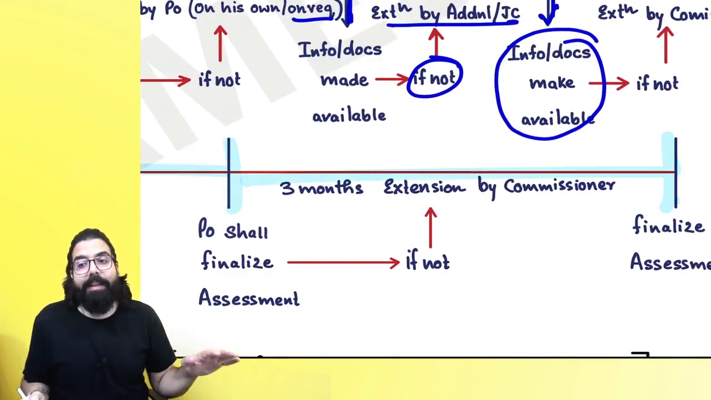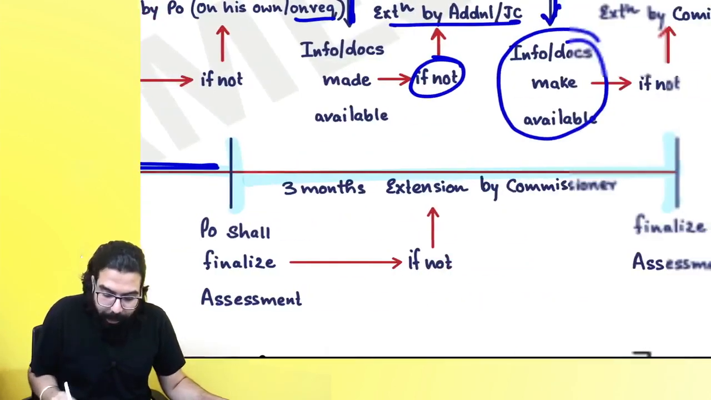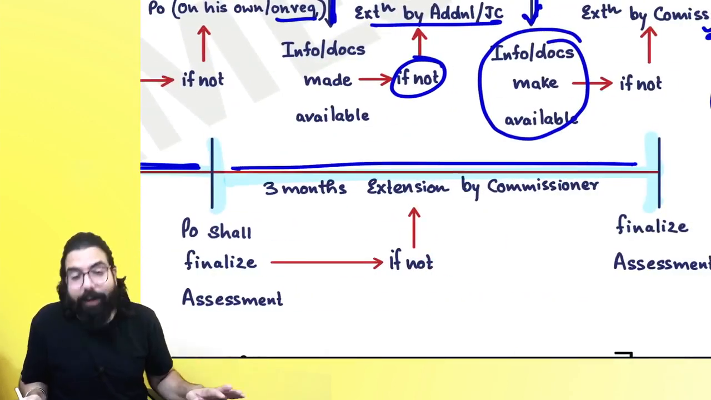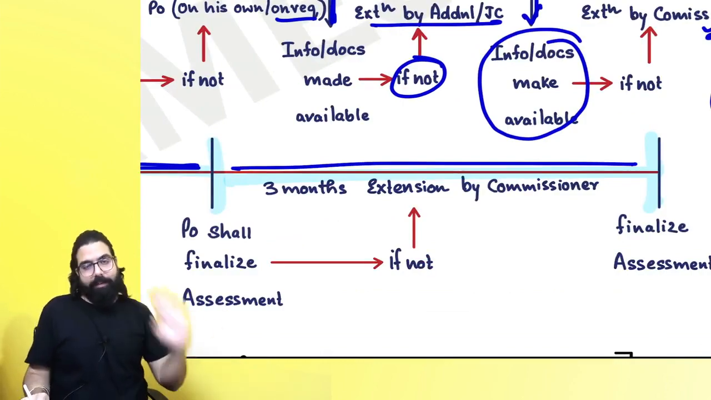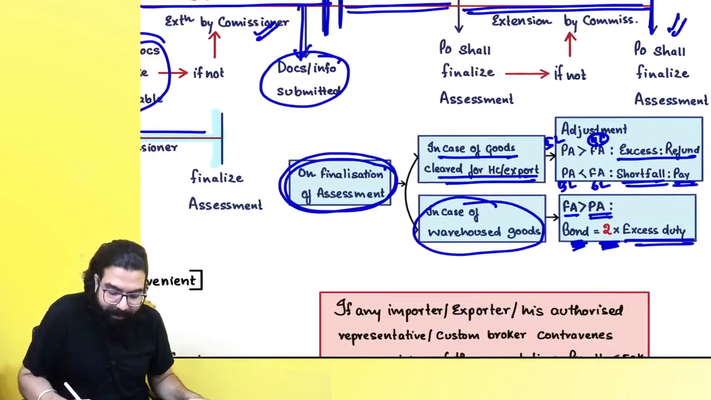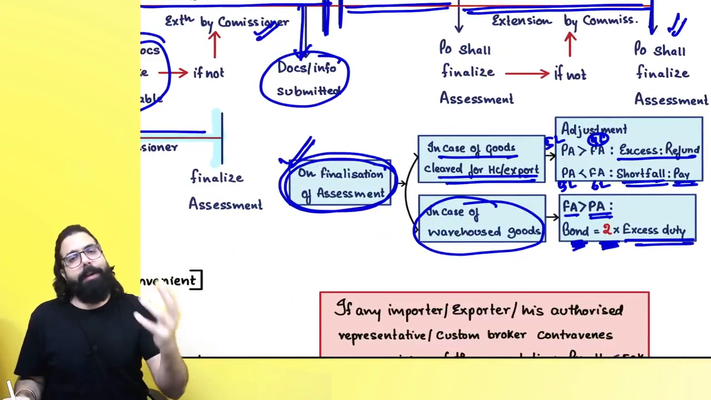Do you know? In the exam they have asked about this, everyone, the 2 months plus 3 months. The time limit for finalization is 2 months plus 3 months. Okay sir. And remember one thing, on finalization if you have to pay, you pay, or if anything extra was paid, it will be refunded.